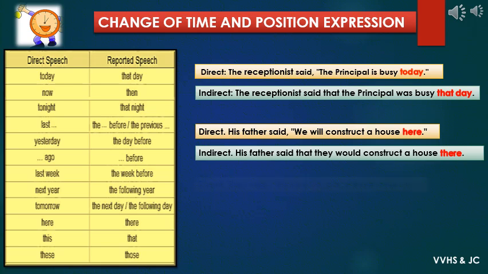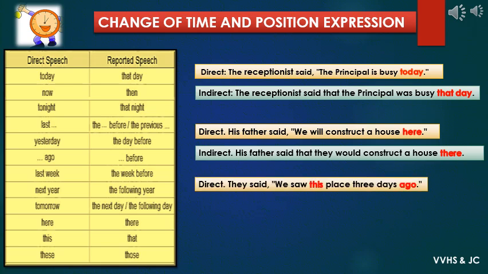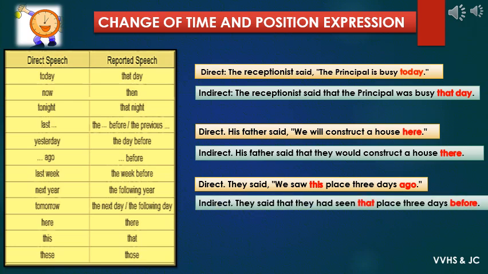The next sentence is, they said, we saw this place 3 days ago. The indirect speech would be, they said that they had seen that place 3 days before. So ago has become before.